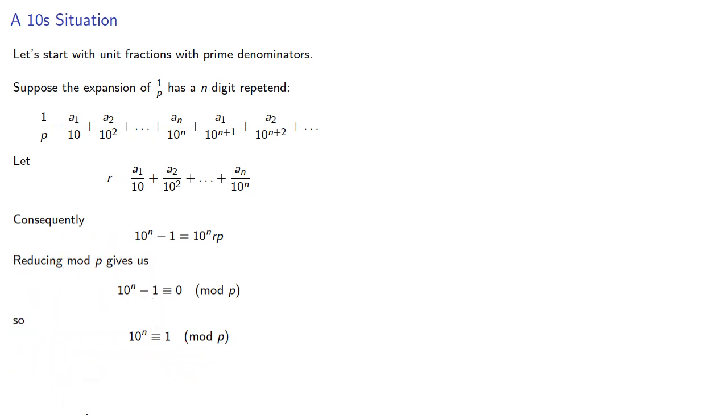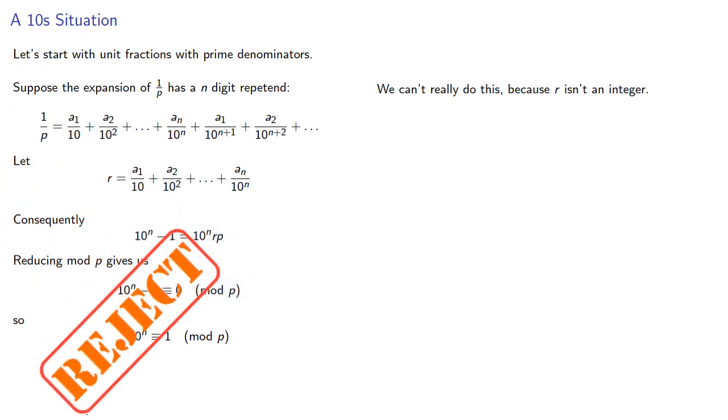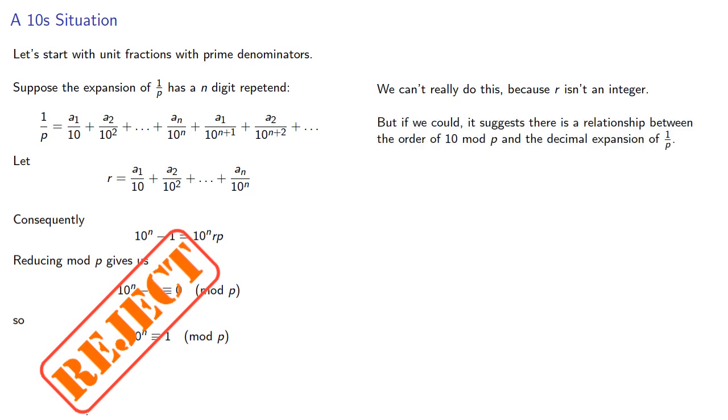Well, we can't really do this because r isn't an integer, and so we can't go from an equality to a congruence without addressing that problem. But if we could, this suggests that there is a relationship between the order of 10 mod p and the decimal expansion of 1 over p.